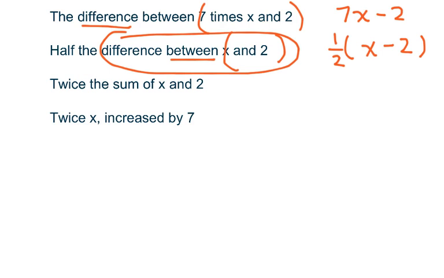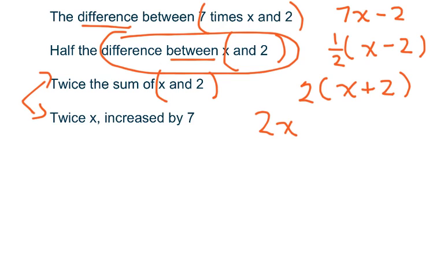Twice the sum of. So here's the sum. So we're going to put those together, x plus 2, and do twice that. Okay, and let's look at the difference between those two. Twice x would be this, and we're going to increase it by 7. Okay?